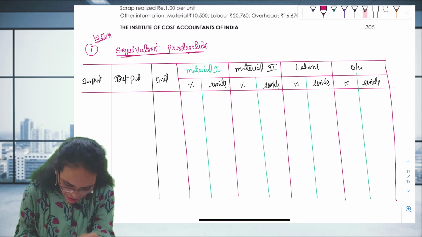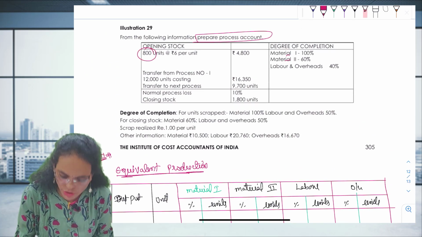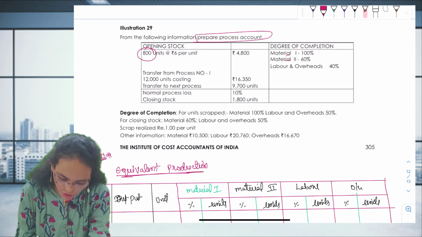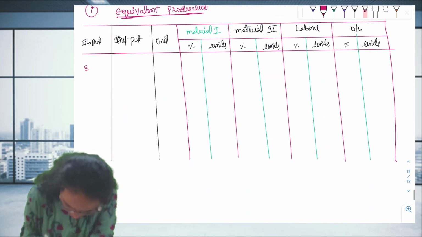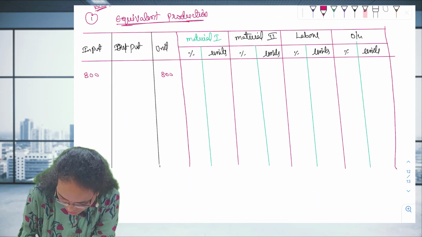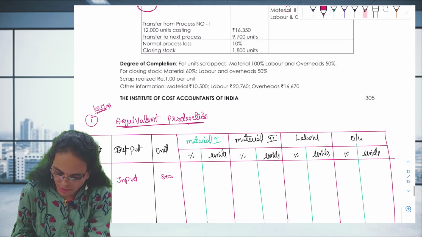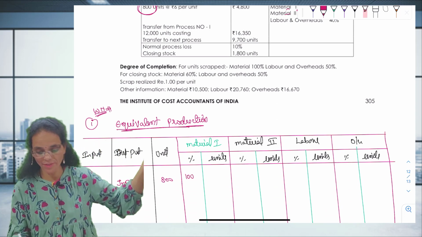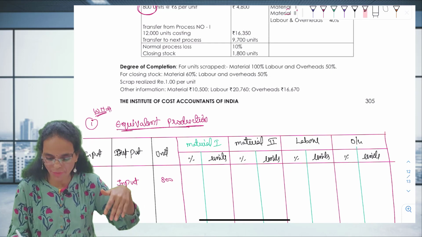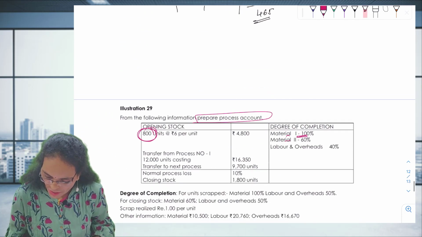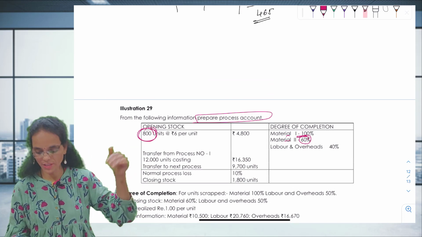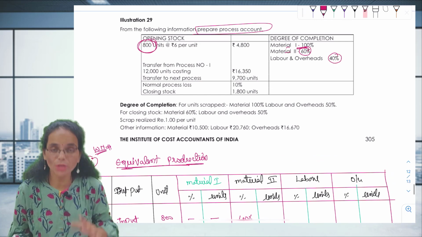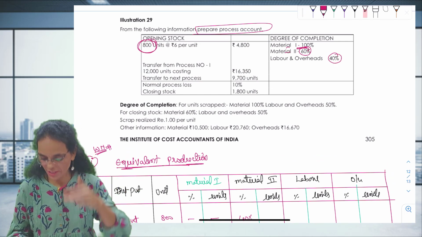Here, how many units did we introduce? 800 units, 6 rupees per unit. You don't take the amount into consideration in equivalent production. Only the 800 units you take into consideration. So 800 units are input units. What is the percentage of completion for the material? 100%. 100% completed in the previous one, in the sense we are doing nothing in the current process. So nil. 60% finished in the previous one, in the sense 40% in the current one. 40% completed in the previous one, in the sense current one 60.